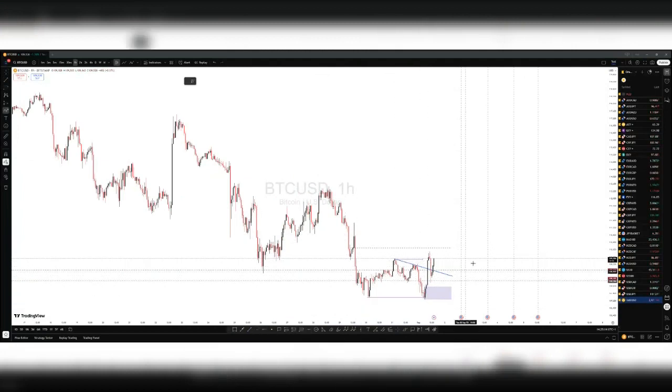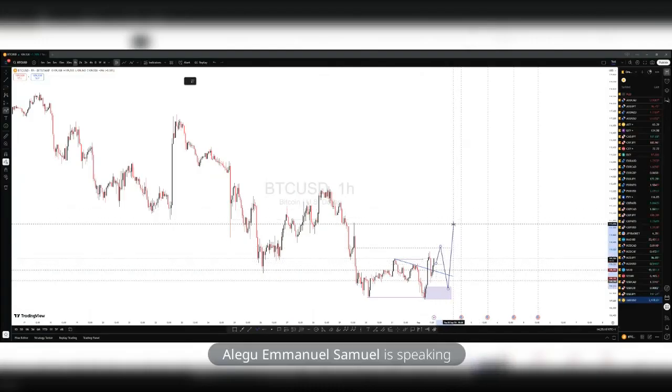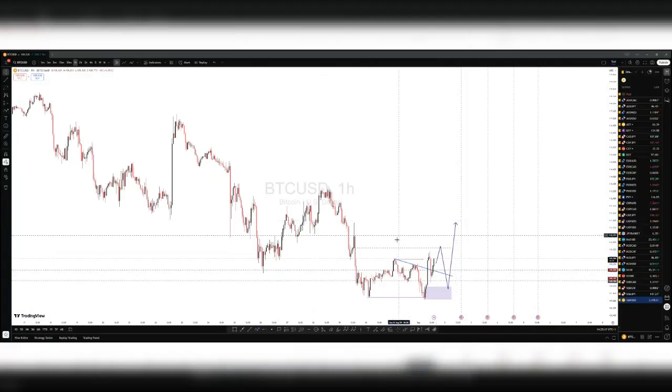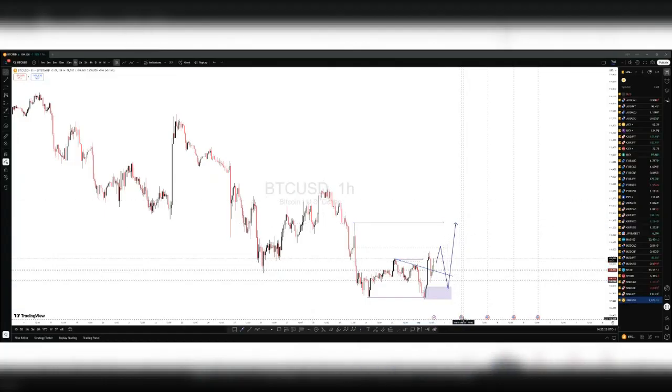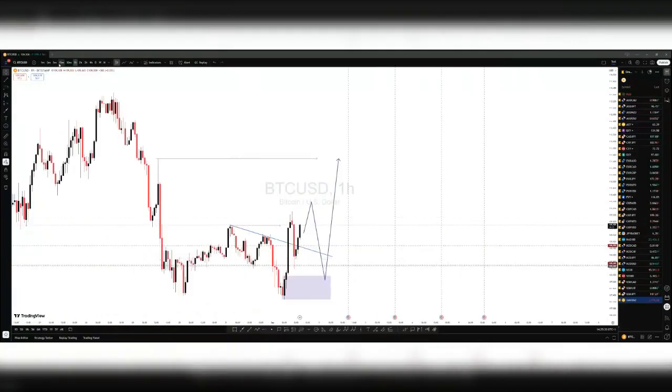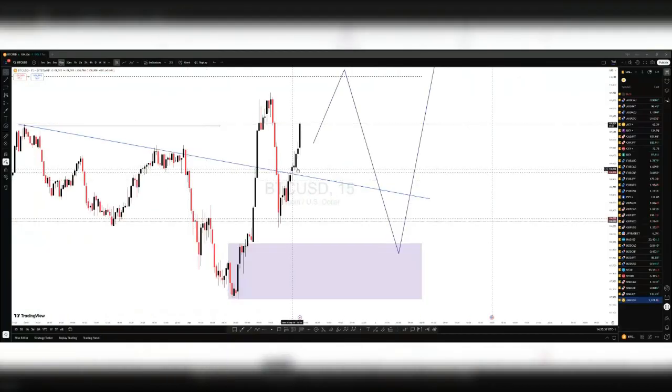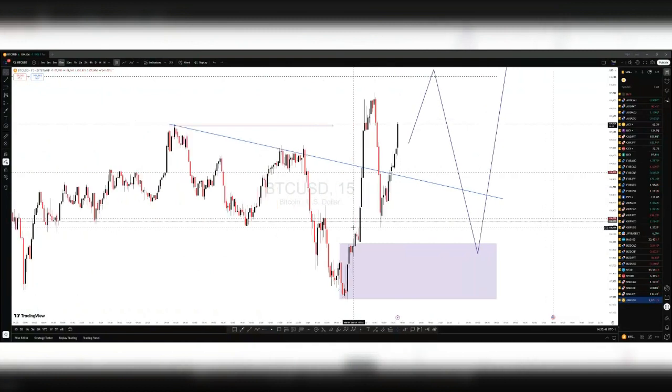Yeah, so we might see this, and then price coming to sweep liquidity from this high. Does it make sense? TD, can you hear me? Oh, I think she's not here anymore. Okay, sorry about that.